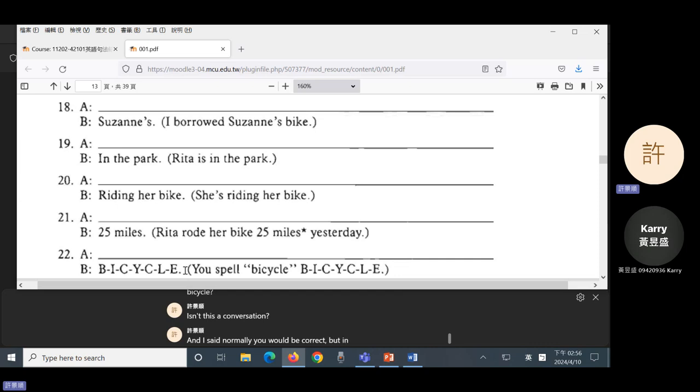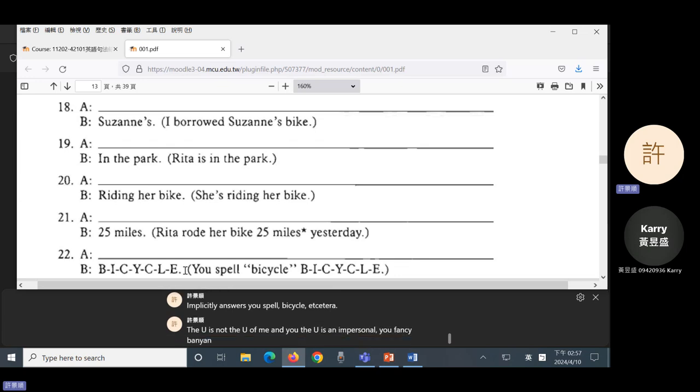But in this case, A is not actually asking B, how does B spell bicycle? A is asking, how does anyone spell bicycle? So when A says, how do you spell bicycle? And when B implicitly answers, you spell bicycle, etc. The you is not the you of me and you. The you is an impersonal you, 泛指一般人, a general person.